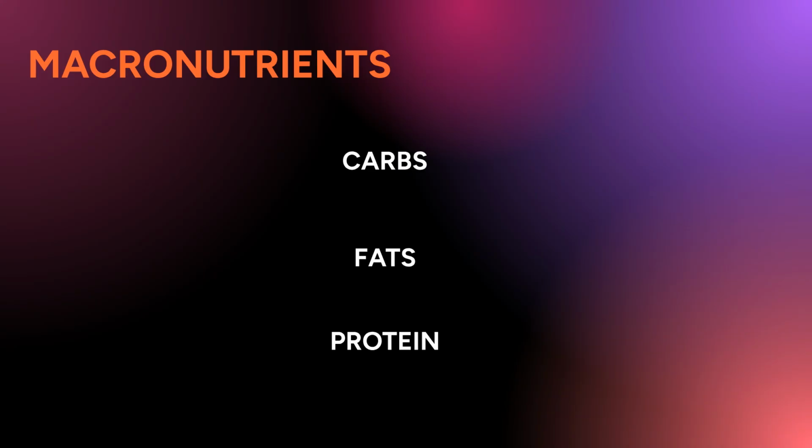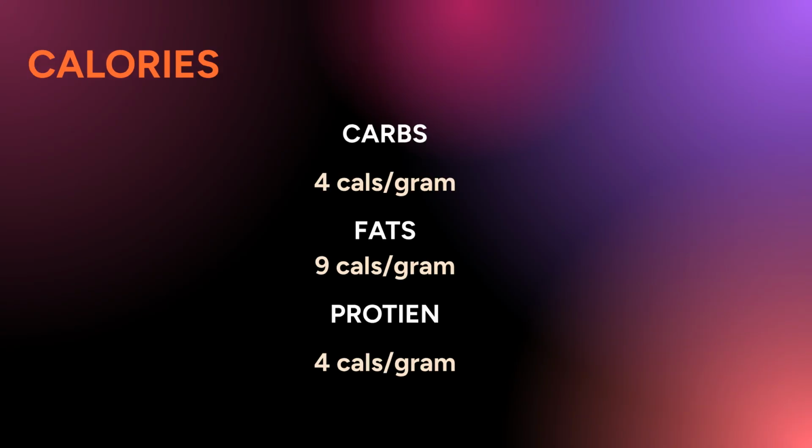Monounsaturated fats have one open bond, and polyunsaturated fats have multiple. Both are considered healthy fats. When considering calories, remember the caloric content per gram. Carbohydrates and protein both contain 4 calories per gram, while fats contain 9 calories per gram.